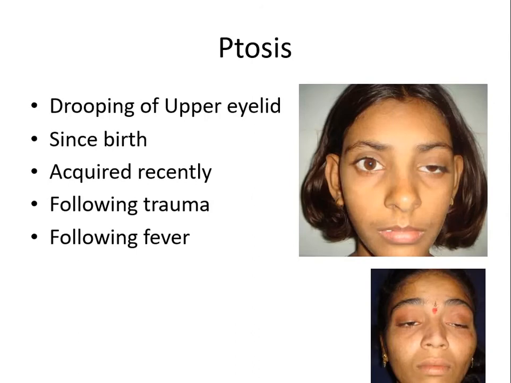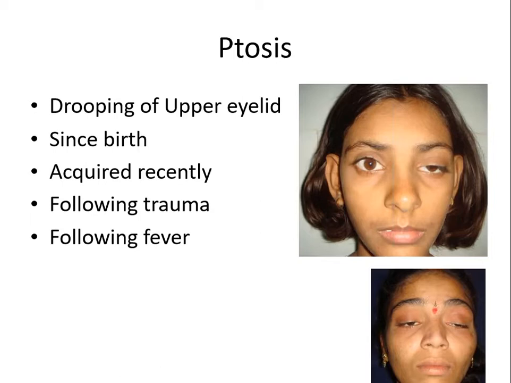The next complaint with which the patient will come to the ophthalmic OP is drooping of the upper eyelid. It is known as ptosis. The picture above shows the left eye is ptotic. The left upper eyelid is drooping. The normal position of the upper eyelid is that it should cover 2 millimeters of cornea. If it covers more than 2 millimeters of the cornea, it is known as ptosis.